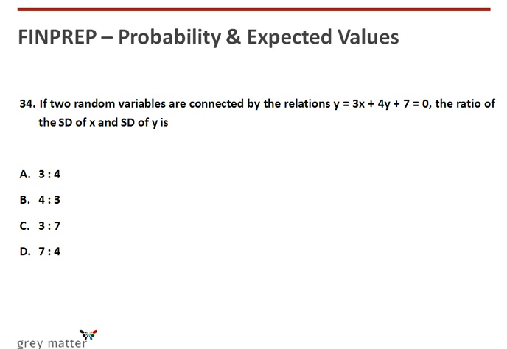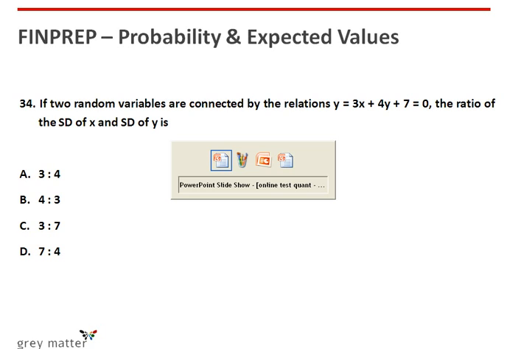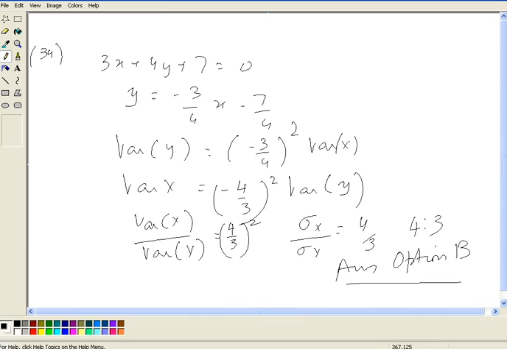34th question. If two random variables are connected by the relation 3x plus 4y plus 7 equal to 0, the ratio of the standard deviation of x and standard deviation of y is worked out as follows. 3x plus 4y plus 7 equal to 0 means y is equal to minus 3 by 4 x minus 7 by 4. Now variance of y, as per the characteristics of variance of a linear equation, will be minus 3 by 4 whole squared variance of x. Similarly, variance of x will be minus 4 by 3 whole squared variance of y.